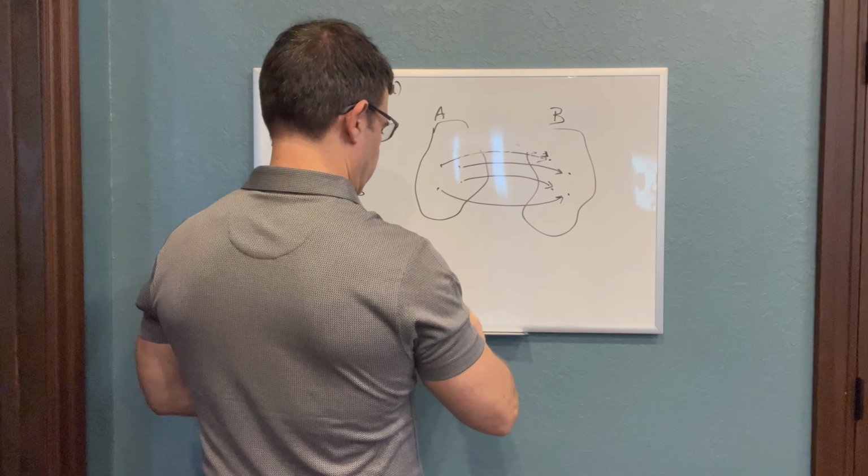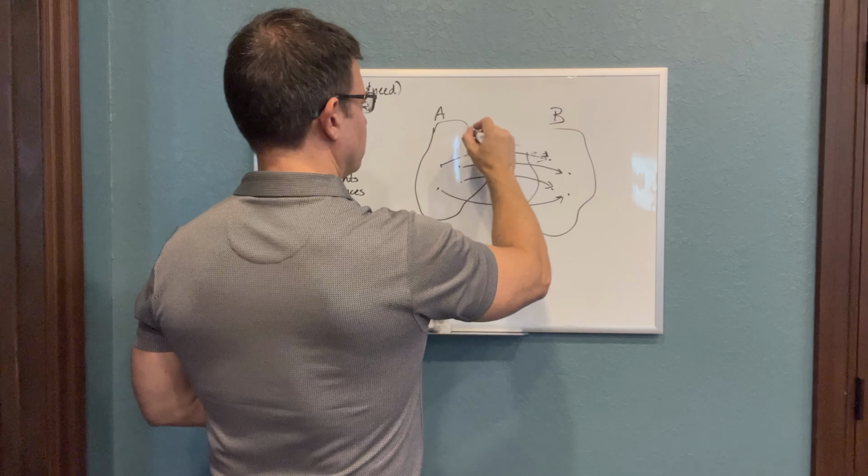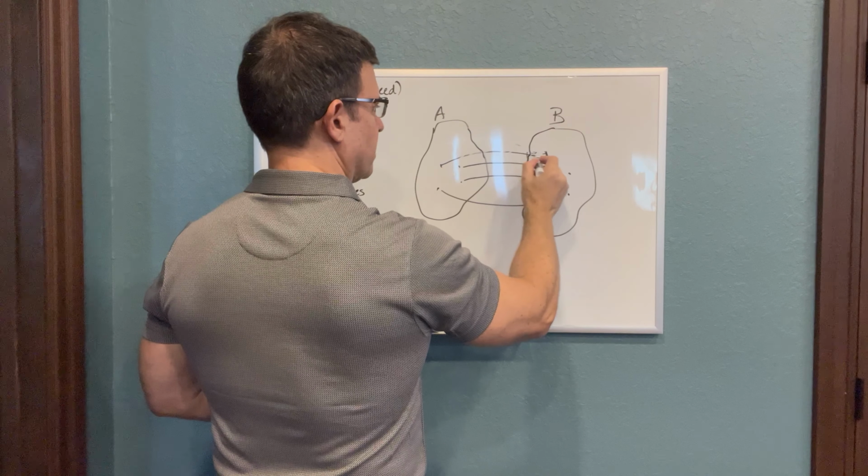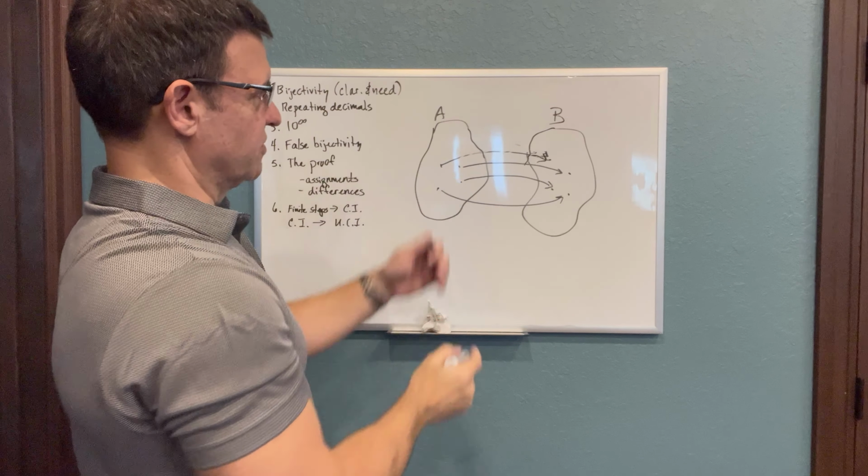Next, let's talk about surjectivity, or onto. And you can probably guess how this is going to look. This is supposed to be 4 elements to 4 elements again.